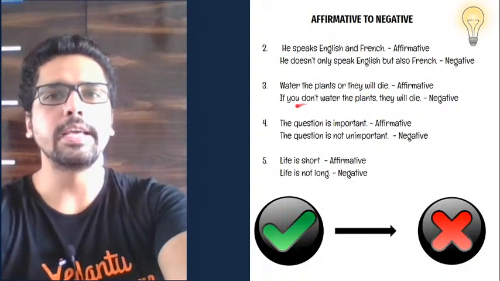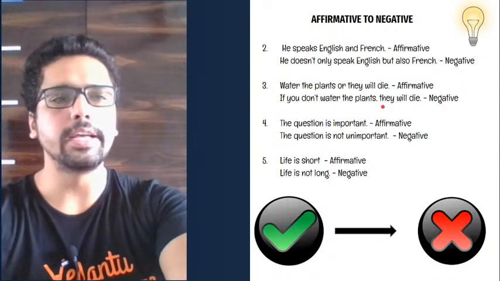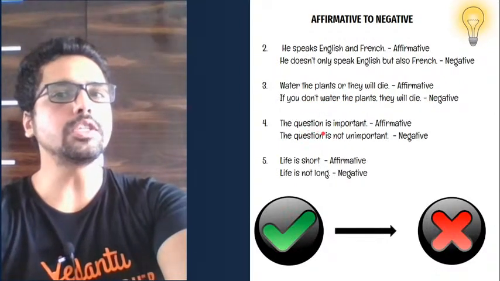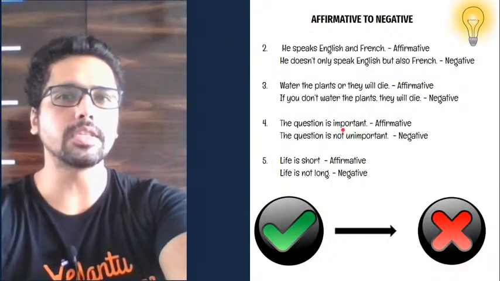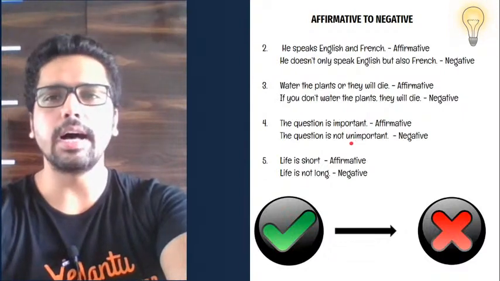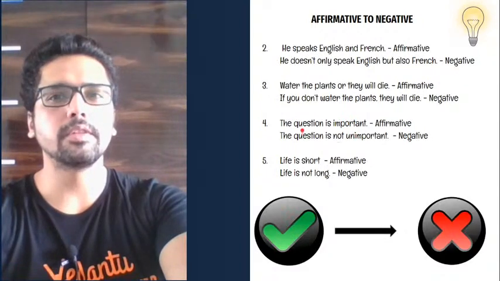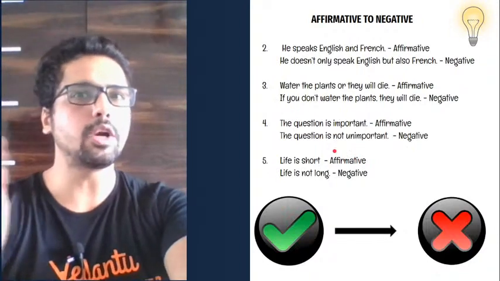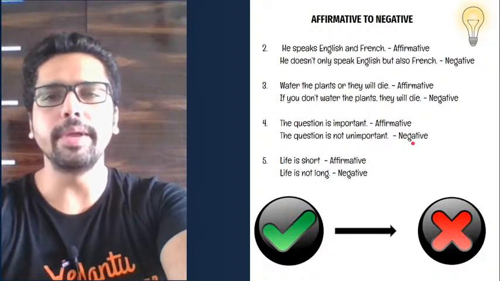Water the plants or they will die. This is like a condition. So if you don't water the plants, they will die. You're using a negation here. Next, the question is important. So of course the question is not unimportant. I'm using a prefix here. Important becomes unimportant. So if the question is not unimportant, of course it is important. So that's how you make it negative.